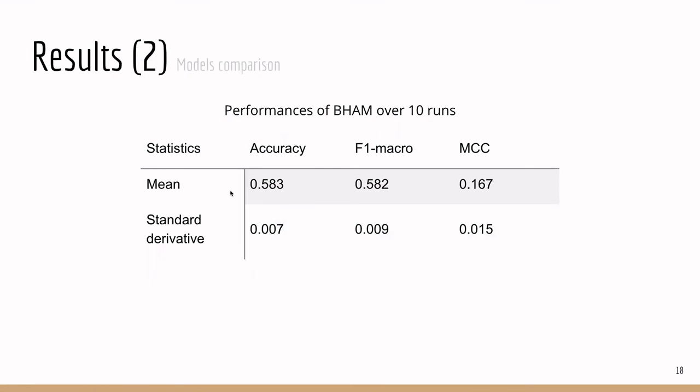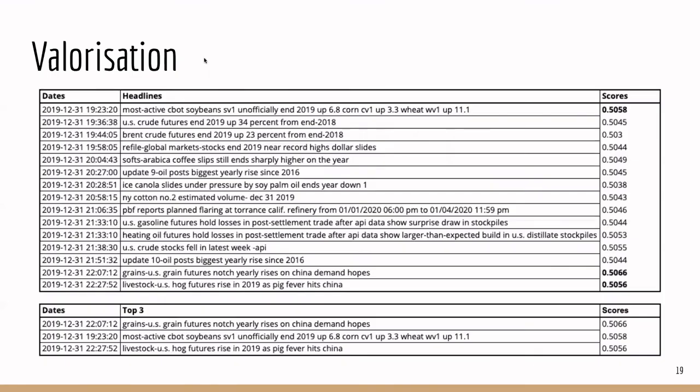Here we do statistics over 10 runs to show that the model doesn't perform well only on one run. So over 10 runs, we have a mean accuracy of 0.58.